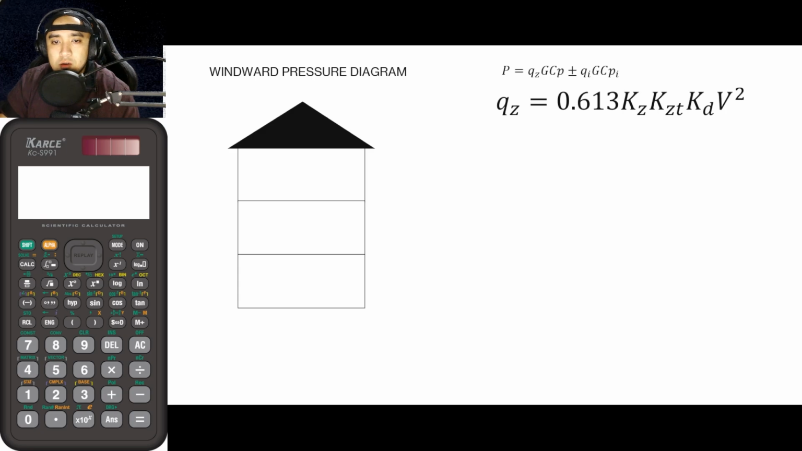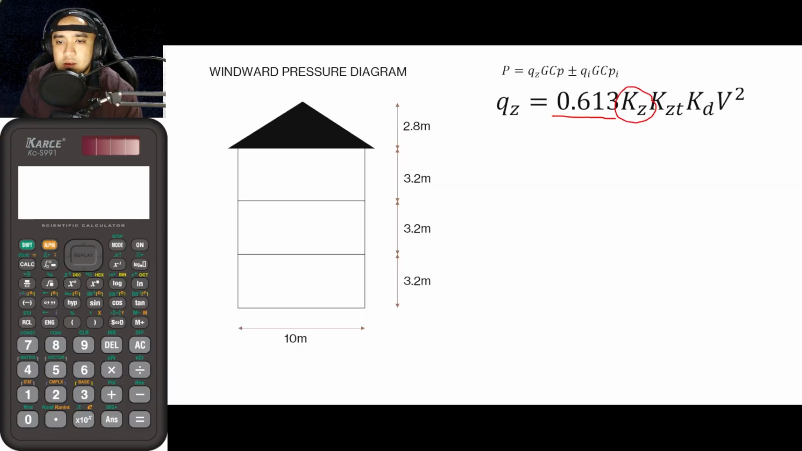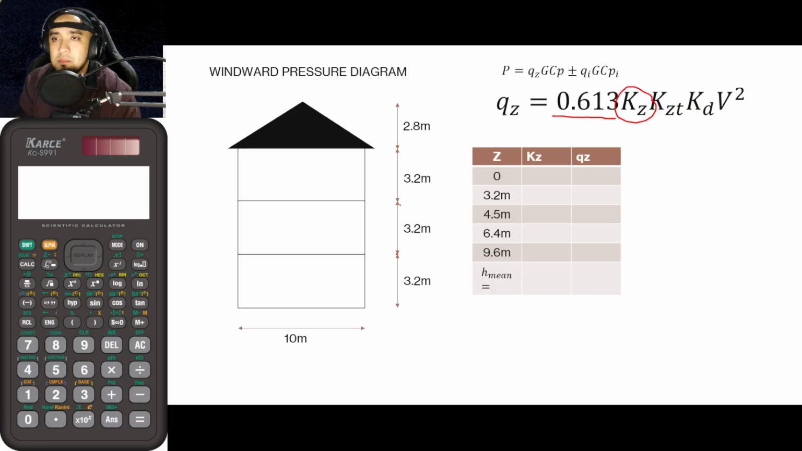So, getting those values one by one. 0.613, of course, is already a constant. The value for KZ would now vary depending on the height of your analysis. From that, guys, I would indicate a table. As you can see in this table, I only indicated the values for Z, KZ, and QZ. The reason why I did not indicate the values for KZD, KD, and V squared is that these three values would remain constant throughout the height.